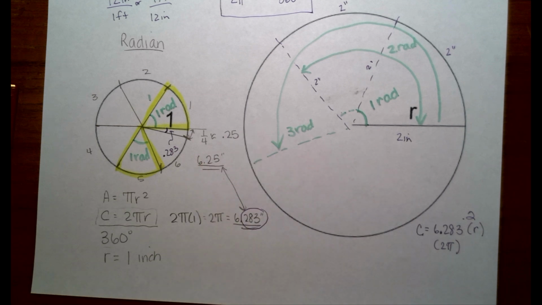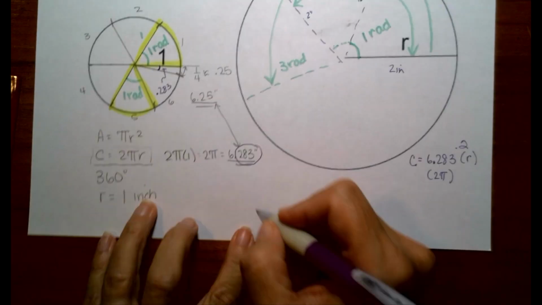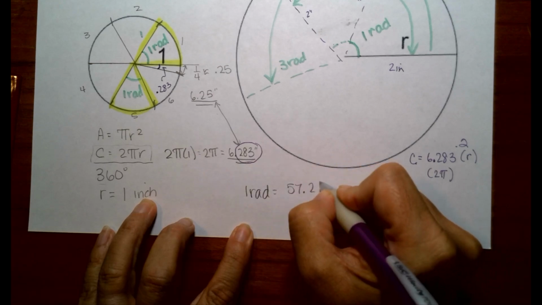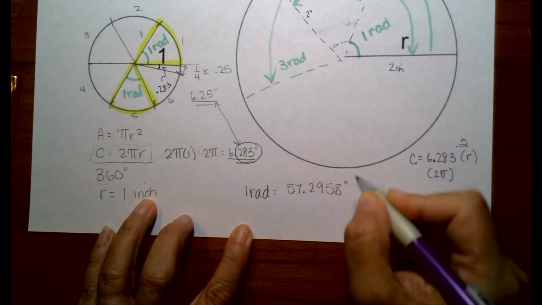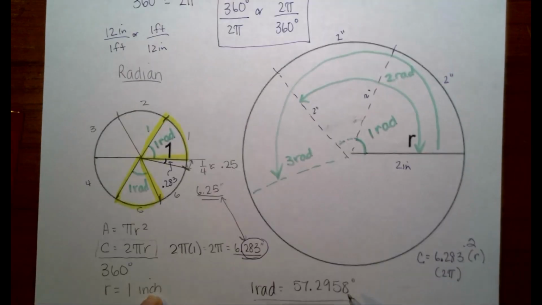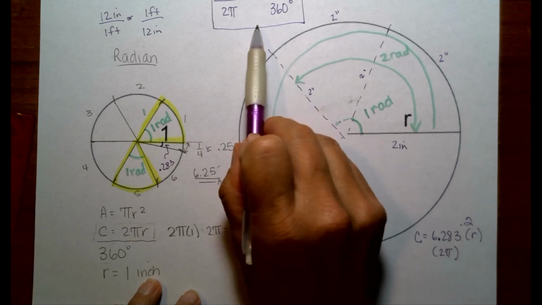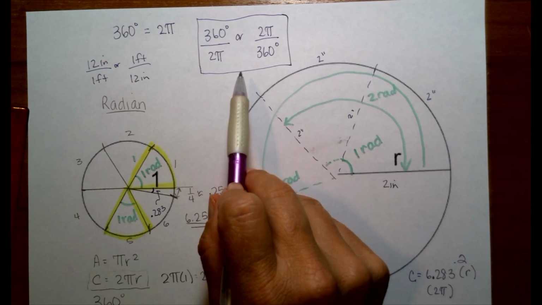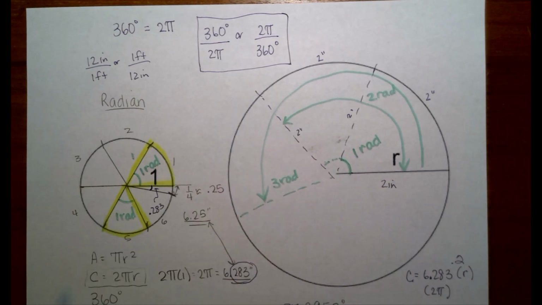So what is the equivalent of a radian in degrees? 1 radian is about 57.2958 degrees. And this is not important because you're going to do your calculations off of this conversion factor of 360 to 2 pi. That way you'll always have exactly what your radian is in degrees.